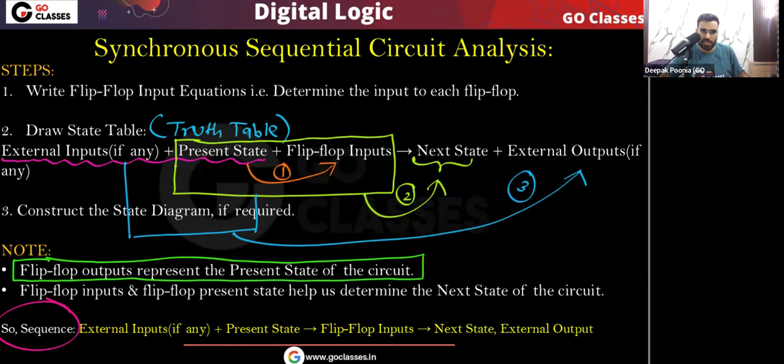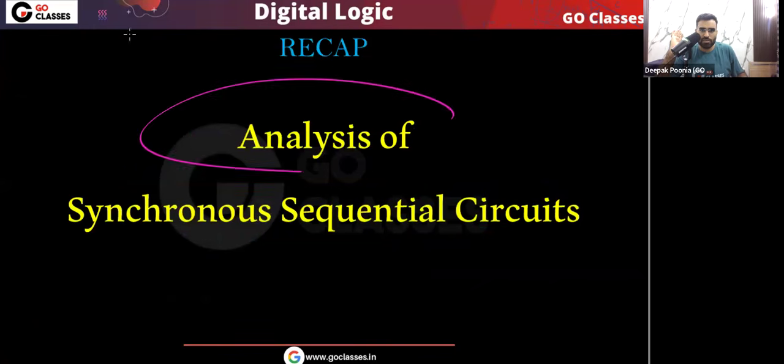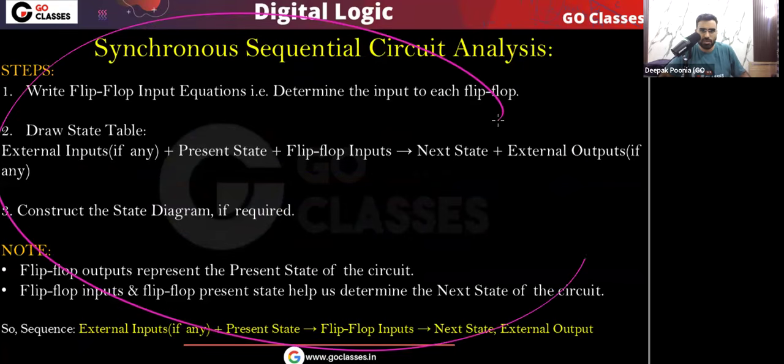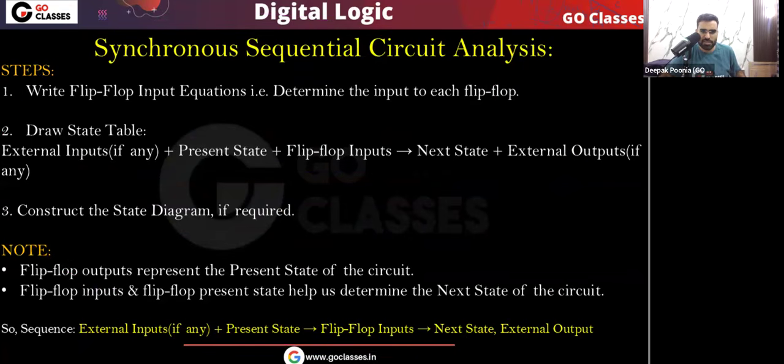Of course, this is the recap, because in the previous lectures, in the GATE PYQs part 1, part 2, and in the theory and conceptual lectures also, we have already seen how to do the analysis of synchronous sequential circuits. I hope this point is clear. So we have seen the recap of the analysis of synchronous sequential circuits. You can go through this, which we have already seen with the help of many GATE PYQs and many examples.